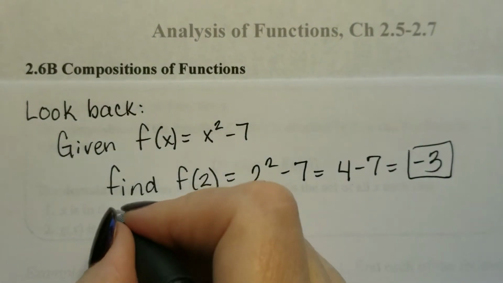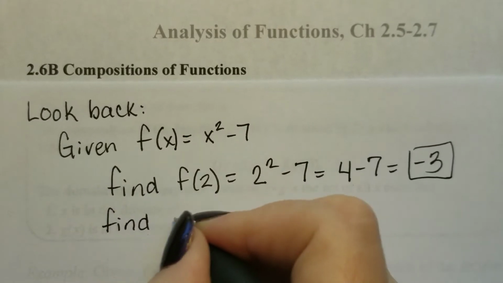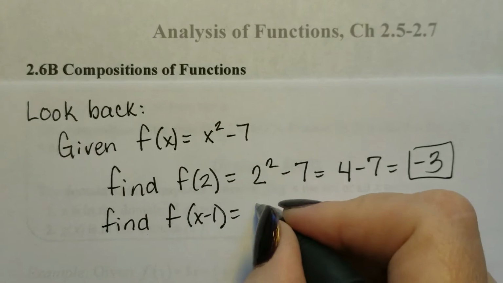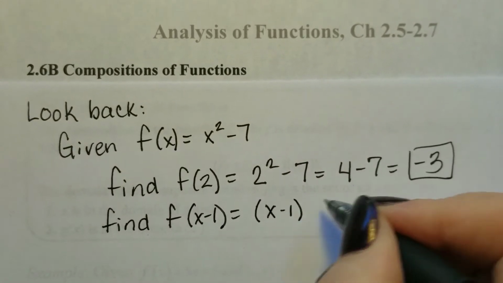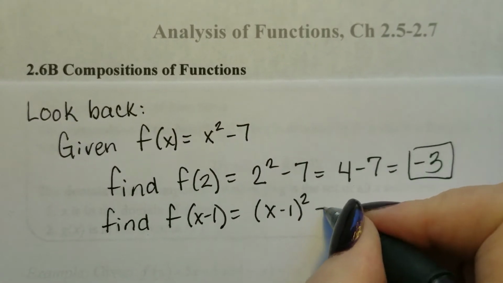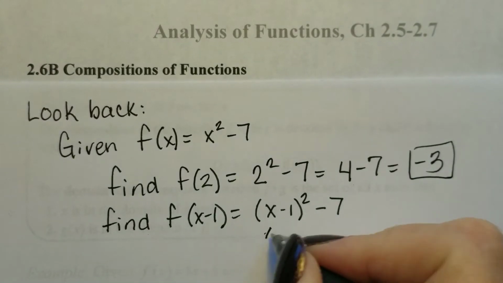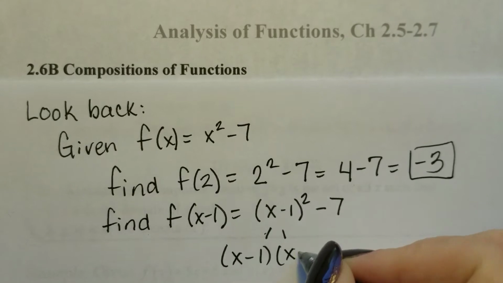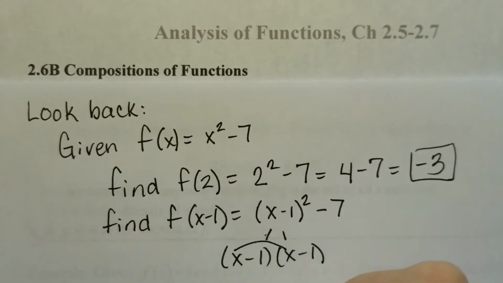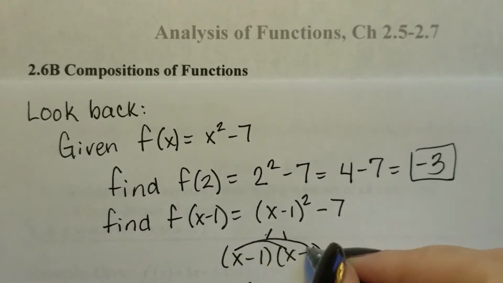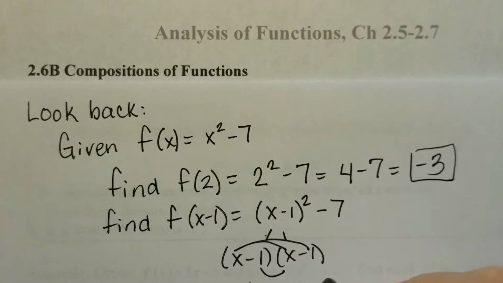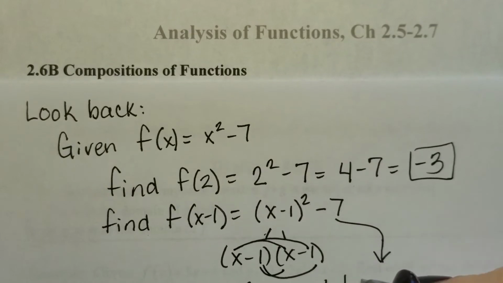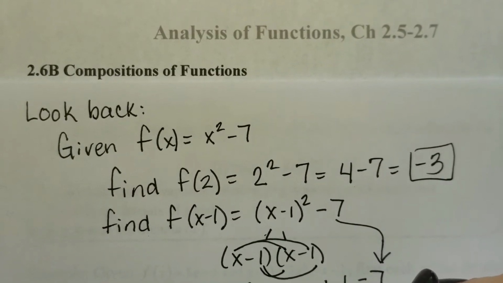But we can also put in something with a variable. We could say find f of x minus 1. So we'd have x minus 1 in for the x, and that's going to be squared minus 7. Now x minus 1 squared is the same as x minus 1 times x minus 1, and we'll FOIL that, so we get x squared minus x plus 1, and then we bring down that minus 7.